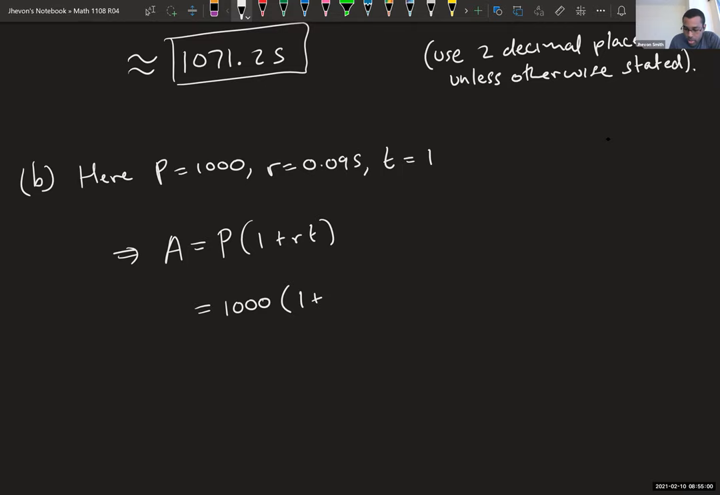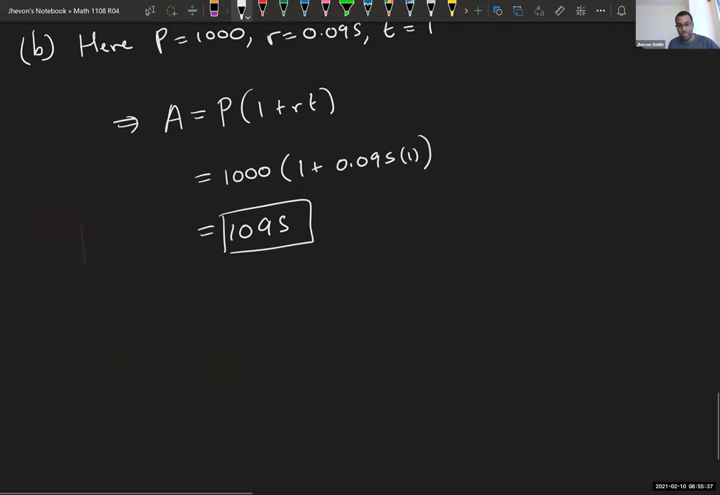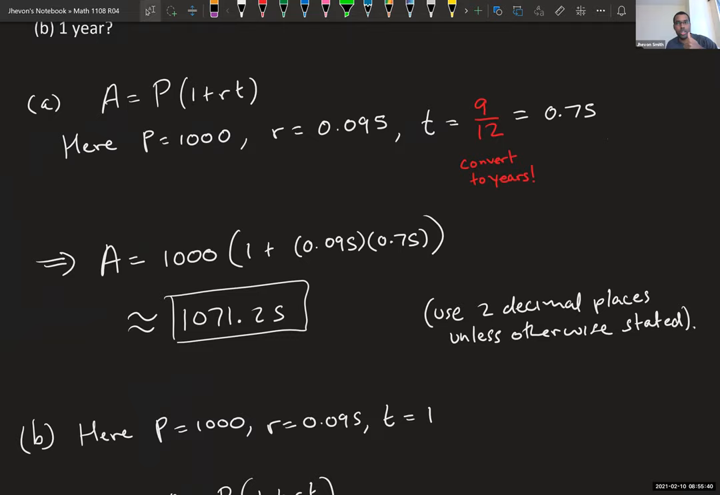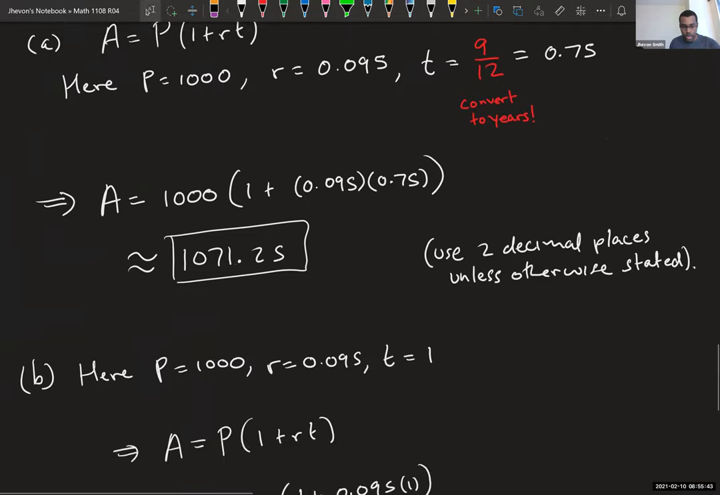So I write out the general formula. 0.095 times 1. And that's going to give you like 1095, right? Because a thousand times the 0.095, you move the decimal point three places to the right, so that gives you 95. So you have a thousand times one, $1,000 plus a thousand times 95. Okay. And that's going to be that. So that's simple interest. Okay, awesome. Any questions on simple interest? Are we good? Okay, I got the thumbs up. That's good enough for me.